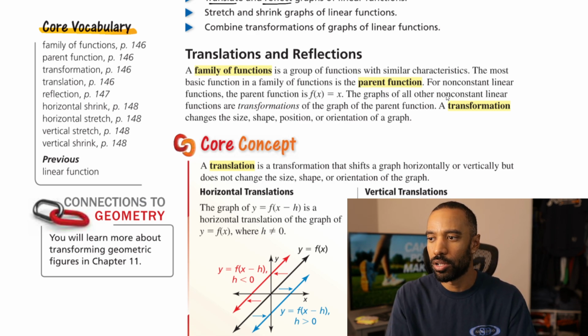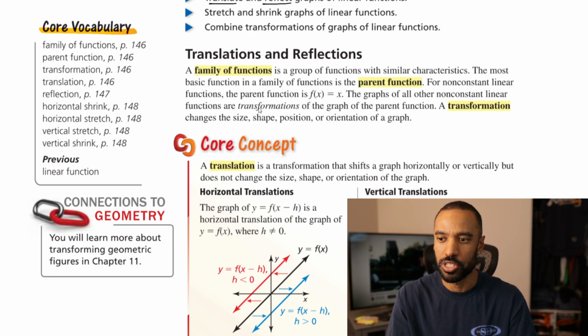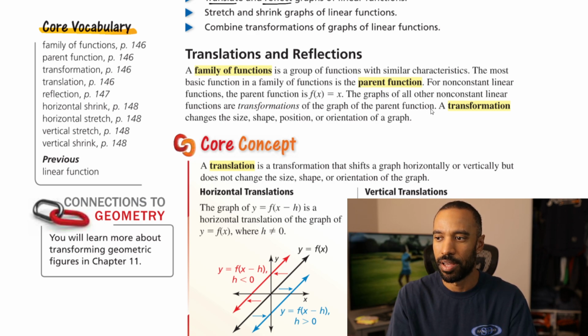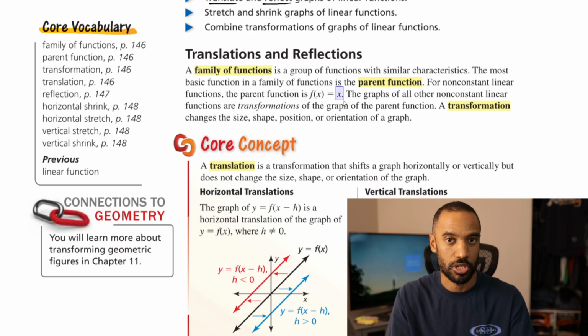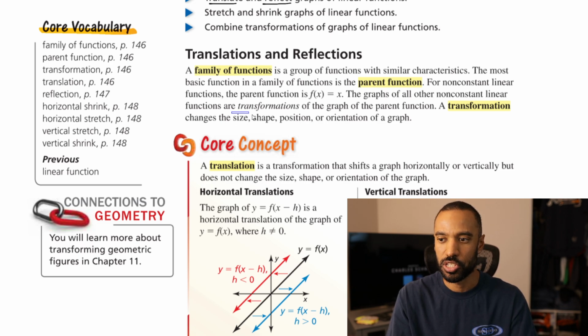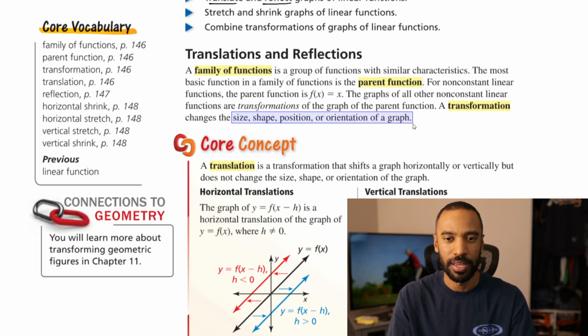The graphs of all other non-constant linear functions are transformations of the graph of the parent function. So when they say non-constant, they want to be specific that it needs to have the x in it. You can't have a slope of 0 for us to talk about how we're going to do the transformations that we do.